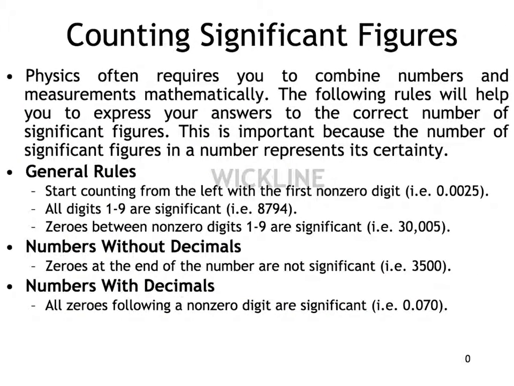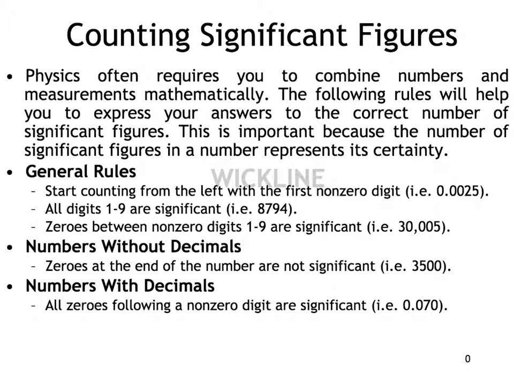There are some traditional rules for counting significant figures. I'll go through these relatively slowly. Basically, when you look at a number and you want to know how many significant figures it has, pretty much every number is going to follow, you'll have to use these 3 general rules to evaluate it. And then if that number does not have a decimal, then you'll also need to think about this rule. And if that number does have a decimal, then you'll need to think about that rule as well.